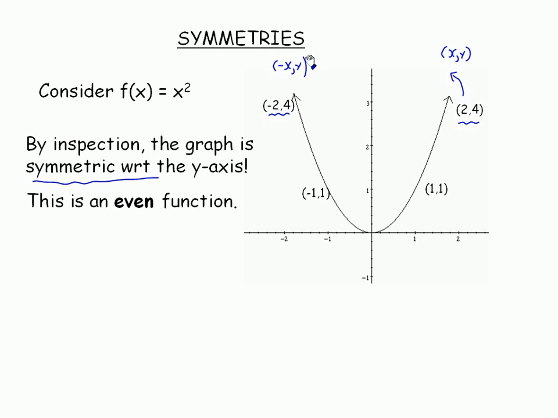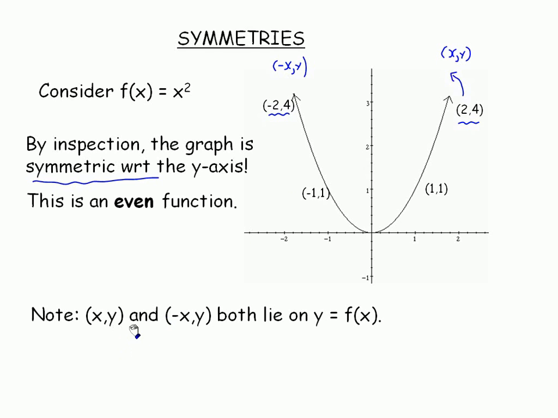And we call this an even function. So when a graph is symmetric with respect or about the y-axis, it is even. And as I noted earlier, x, y and negative x, y both lie on the function itself. So that's how we describe visually an even function.